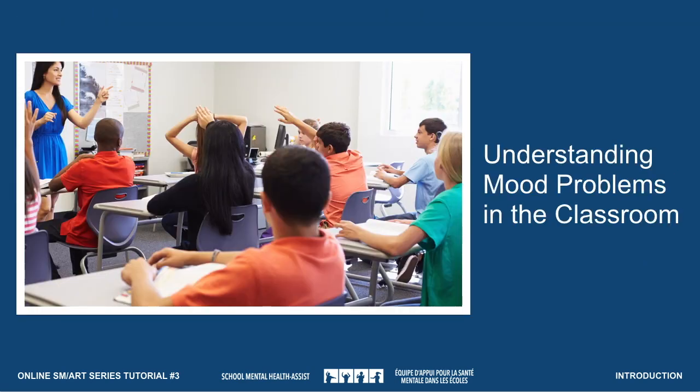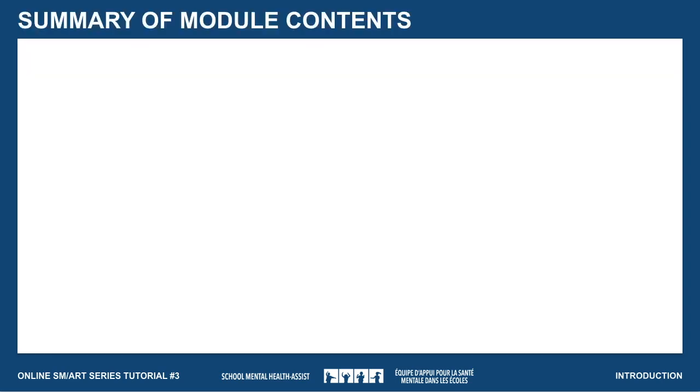Welcome to the Recognizing and Responding to Mood Problems in the Classroom tutorial. You may want to watch the tutorial all at once, or you may prefer to watch it section by section. The choice is yours. Each section will take about 10 minutes to complete. There are also some links, handouts, and videos that you may wish to access as part of your learning. Here is a clickable summary of the contents, which allows you the flexibility to navigate to a specific section.